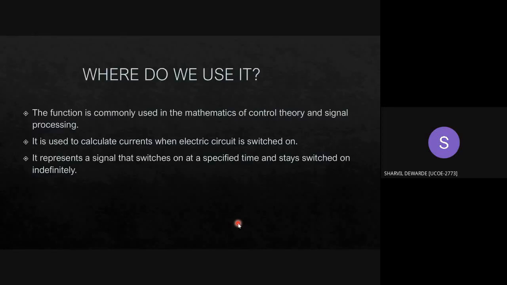Today I will introduce you to some basic applications of the Heaviside function. As my fellow members explained the numericals and derivation of the Heaviside function, you must be wondering where and why we use it. We commonly use it in mathematics of control theory and signal processing to represent a signal that switches on at a specified time. It is also used to calculate current when an electric circuit is switched on at a specified time and stays on indefinitely. Now that we have seen where we can use it, let's elaborate on it more.